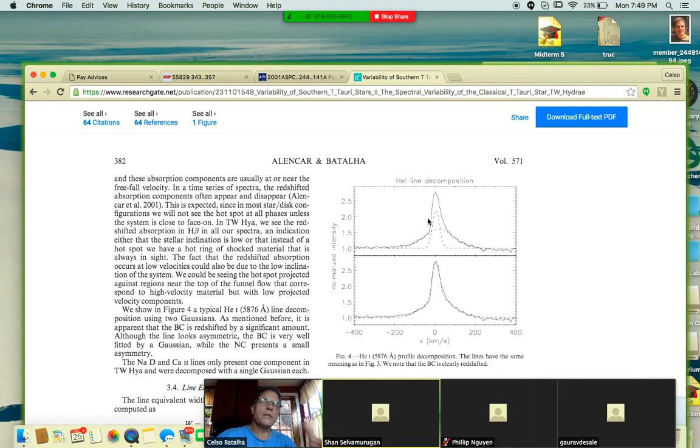So the line would be an emission, but it would be blue shifted, would be some sort of a P Cygni profile, as we say. Whereas if the gas is falling towards the star, we would see a red shift, or a feature that is losing symmetry in the red part of the spectra, which is this part over here.